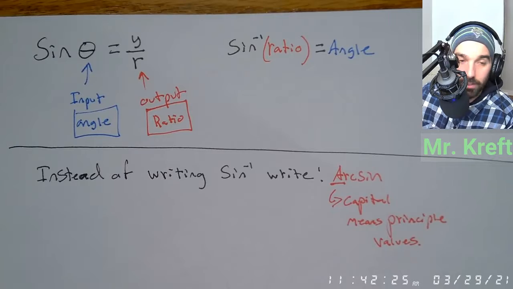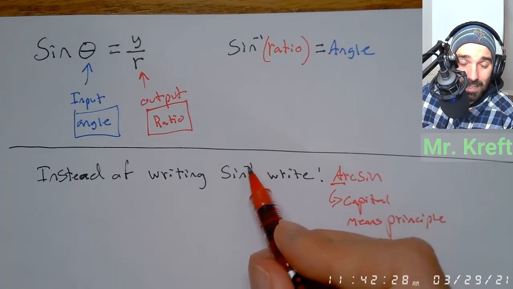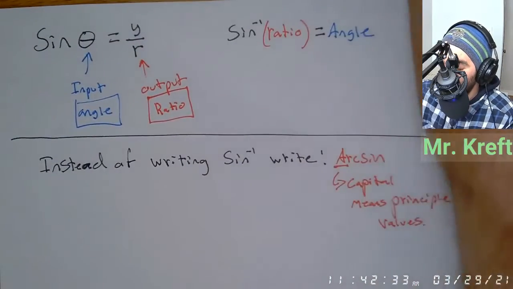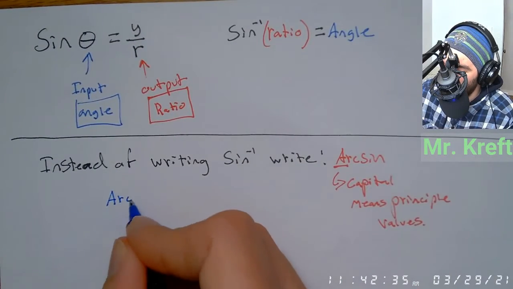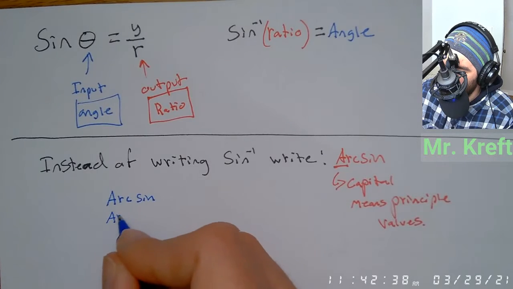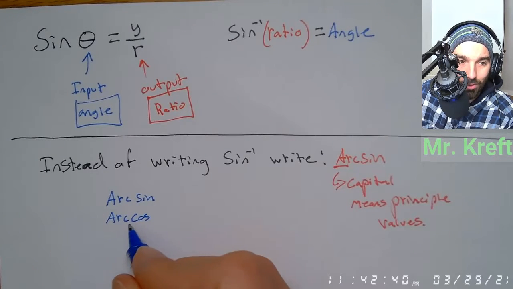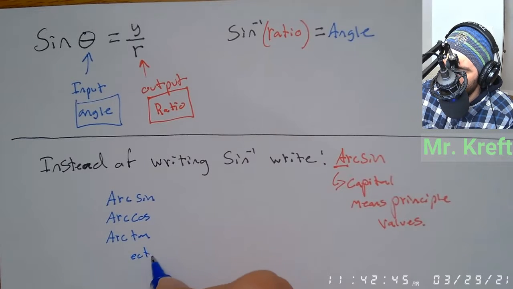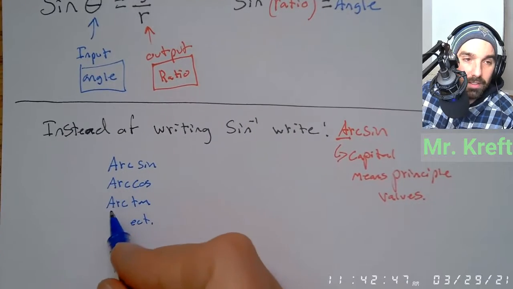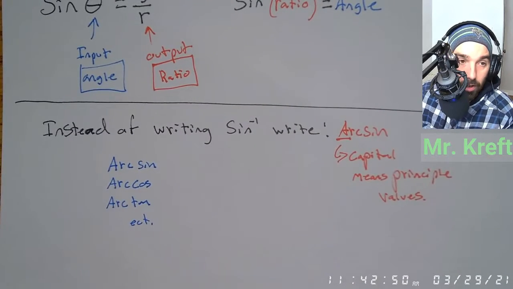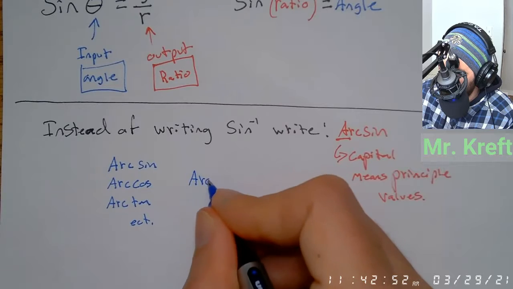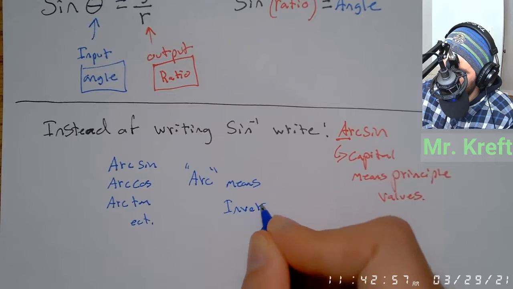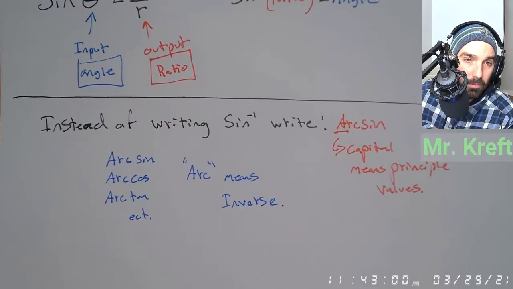Okay, capital means principal values. So instead of writing sine to the -1st power, you can just write arc sine. Arc means the same thing, and you can do this with anything. There's arc sine, arc cosine, which is a little confusing with the double C, arc tangent, etc. Okay, so arc means inverse.